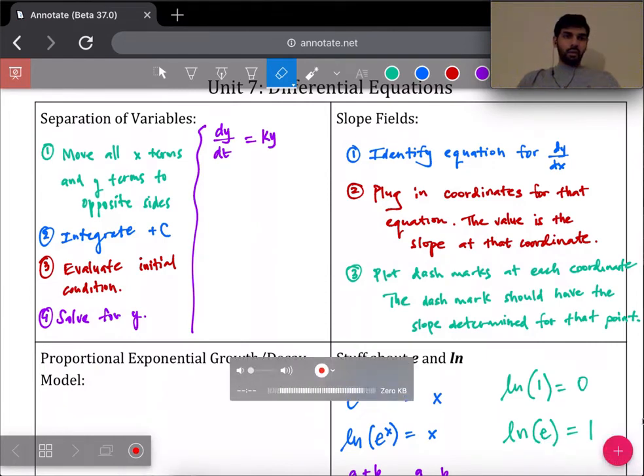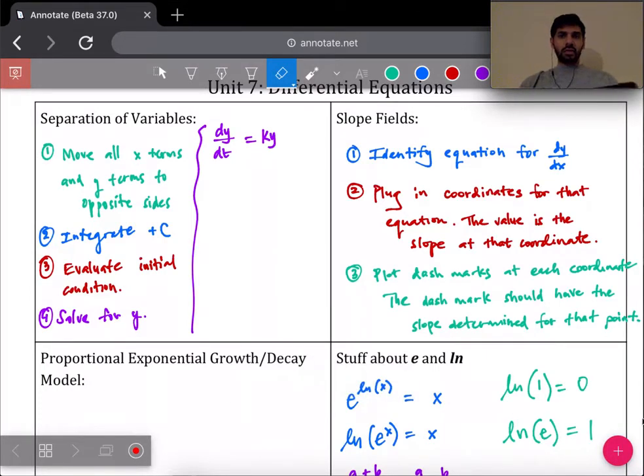Alright, in this video I will be going over the Unit 7 study guide. Unit 7 was all about differential equations, and in general this topic was pretty short, but the main points were separation of variables, slope fields, Euler's method, and then other applications of differential equations.